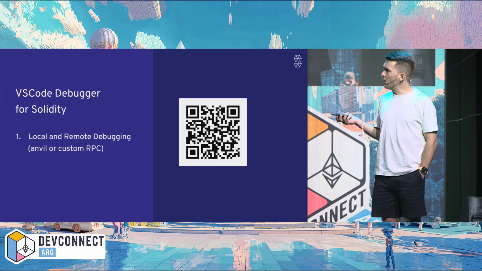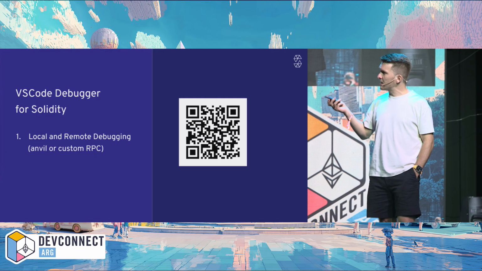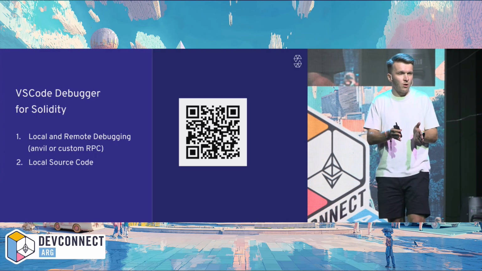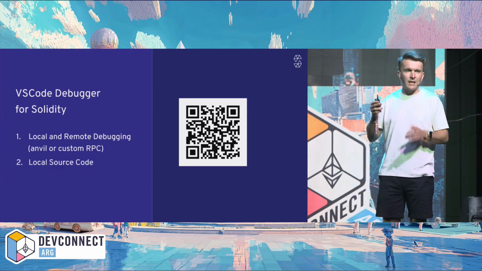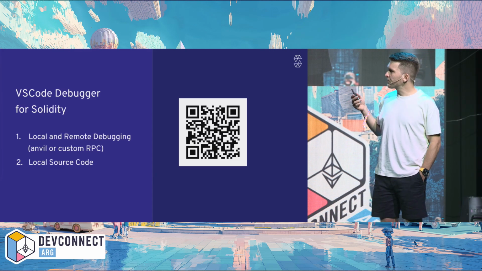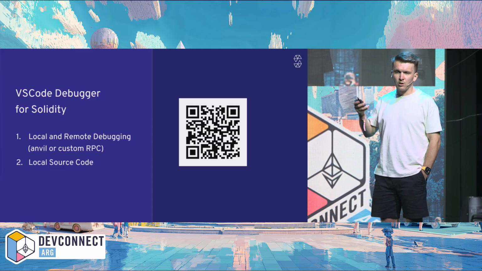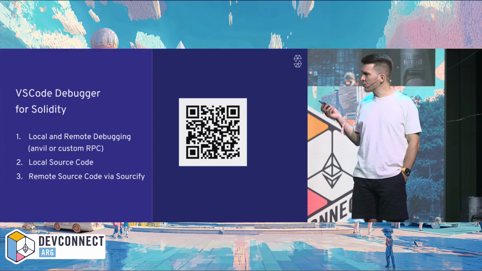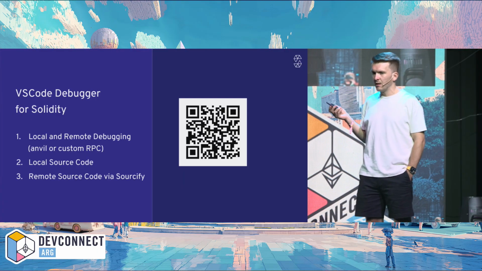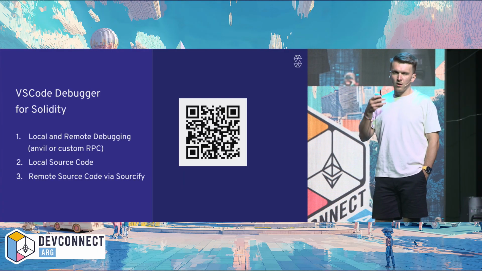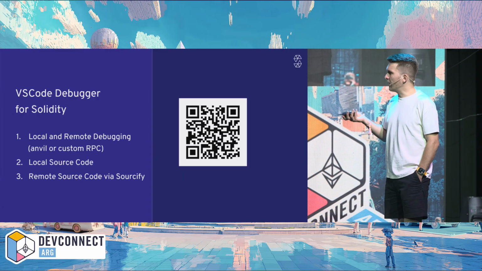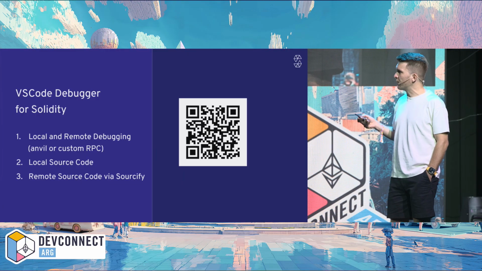All right. So just to sum up, this is the debugger. It works locally and remotely. You can attach it to your local node, but you can also attach it to a rollup if you're building one, or if you want to debug something on chain, you can give it a custom RPC. It works with local source code, but we can also pull code from Sourcify. So this really would enable debugging anything on any chain if the source code is available on Sourcify.